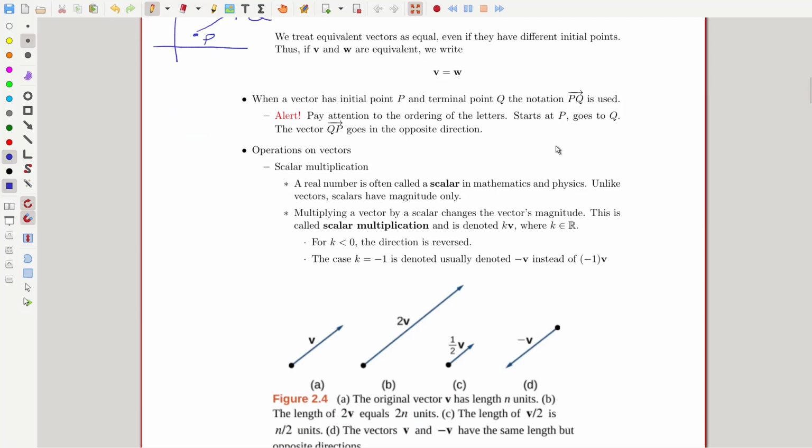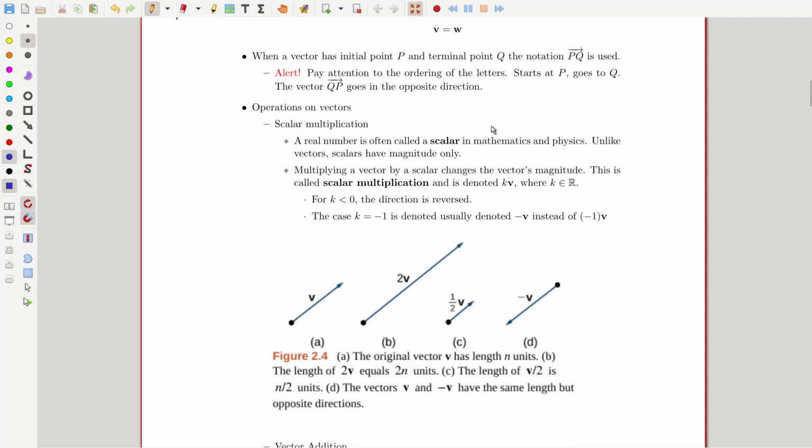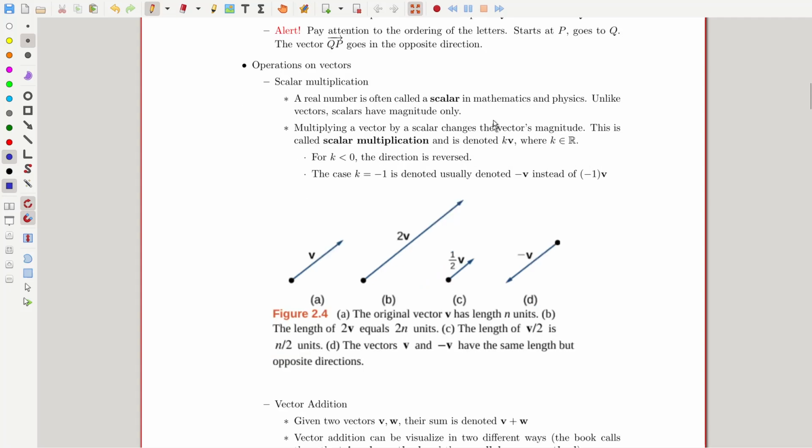Now that we have these things we call vectors, we want to start doing stuff with them. There are certain operations that we're going to introduce now, and then there can be more operations that we'll introduce later. But for now, we are going to deal with 3 things: scalar multiplication, vector addition, and vector subtraction. So starting with scalar multiplication, well, first of all, the word scalar just means a real number.